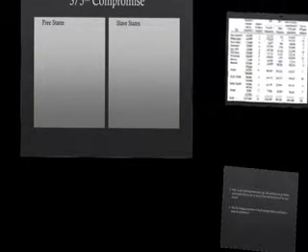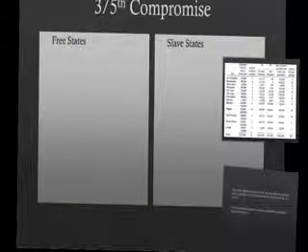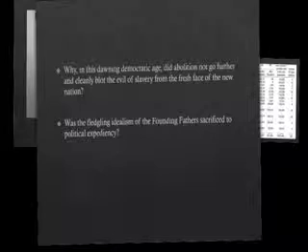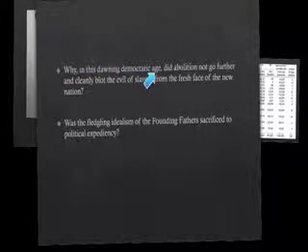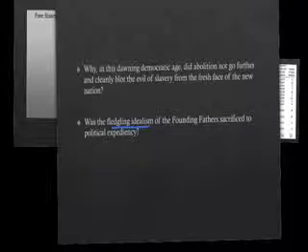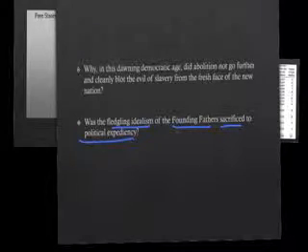So the second of the compromises at the Constitutional Convention was the Three-Fifths Compromise. Three-Fifths Compromise is between these free states and slave states, or North and South, divided at the Mason-Dixon line. Now this free versus slave states compromise, of course, is looked at: why, in this dawning democratic age, did abolition not go further and cleanly blot out the evil of slavery from the fresh face of this new nation? You're forming a new constitution, a new government. Why not just abolish slavery totally? Why was this fledgling idealism of the Founding Fathers sacrificed to political expediency?